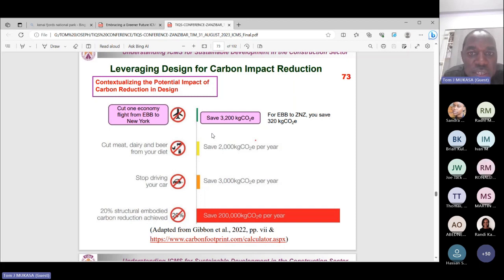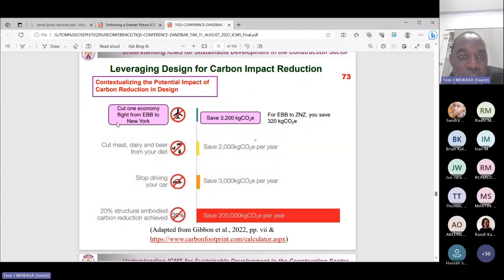So I had moved from Entebbe to Zanzibar, and there was a carbon calculator which is also free online. Most of these tools are actually free. I don't know why. So I got something like 320 kilograms of carbon dioxide emissions for that one trip.